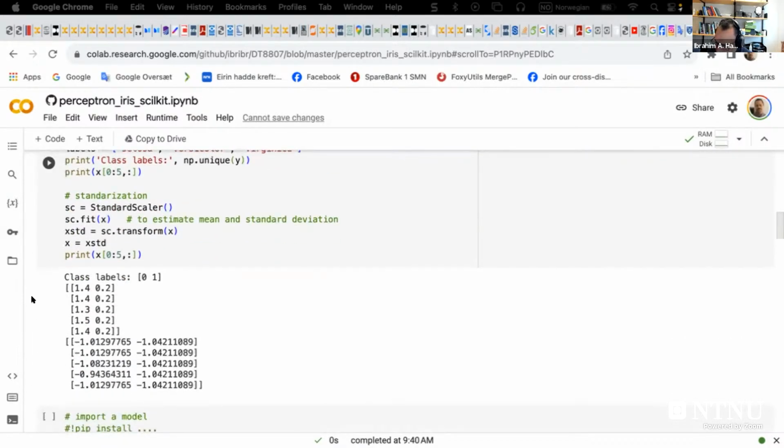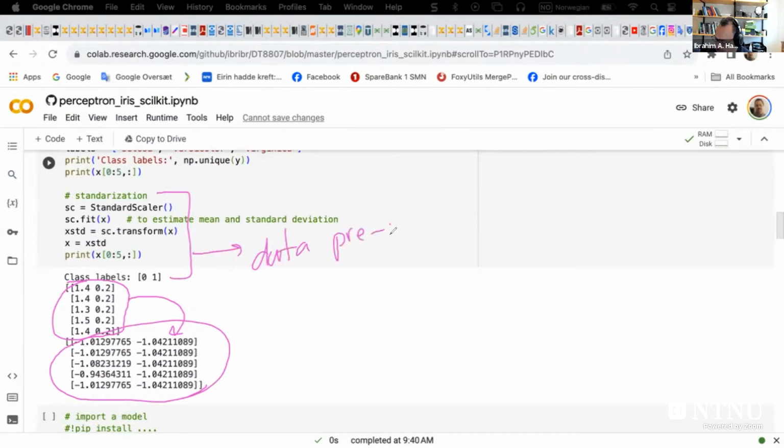So this is the original. Those are the original features, those are the numbers, right? And when you do standardization, it will be converted into this. But just don't worry about that. This process is data pre-processing. We call this data pre-processing. It will help the model. So we can do standardization or normalization.